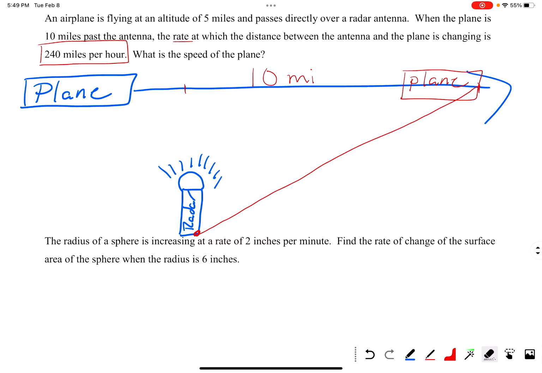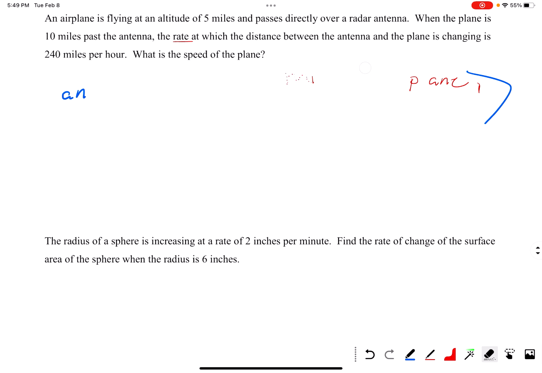All right, so that's what's happening. Plane's moving, passes over a radar gun. I want to know when it's 10 miles away from the radar, what's the speed. That's essentially what we're doing. Okay, so let's see if we can clean this up and do an actual model here. Hopefully that was helpful.